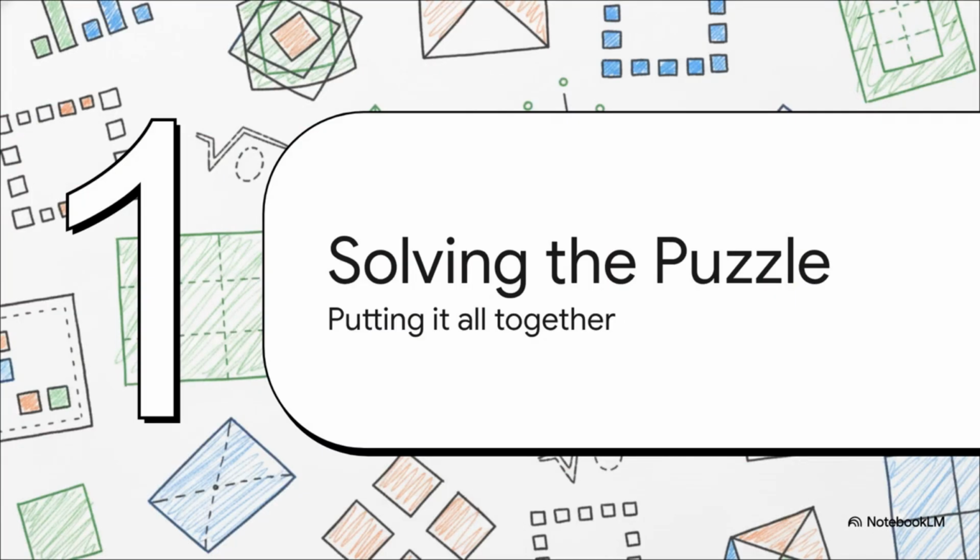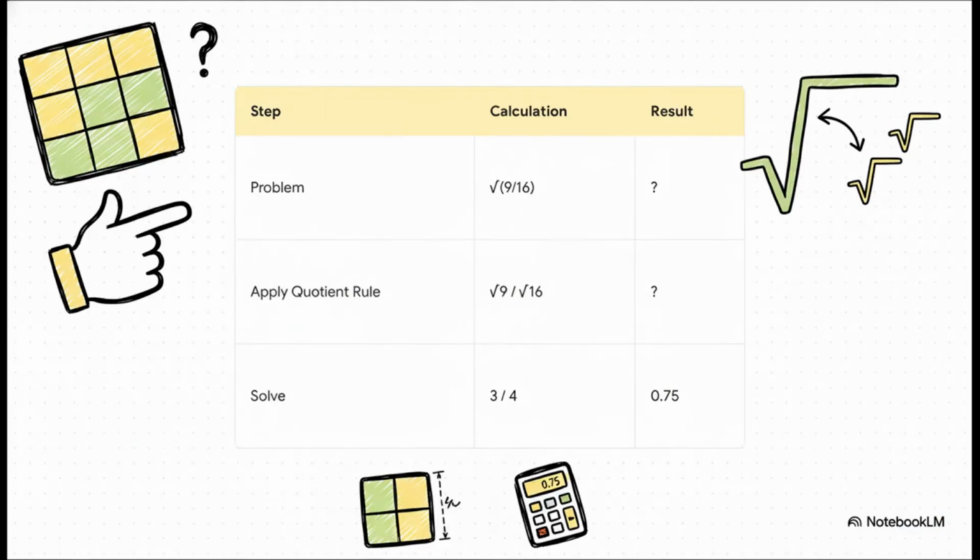All right, it is time for the final step, solving the puzzle. Let's take every single thing we've learned, our definitions, our rules, our tools, and just put it all together to crack this thing. Okay, first up, the fraction garden. We need the square root of 9 over 16. Now this looks tricky, but wait, remember our quotient rule?